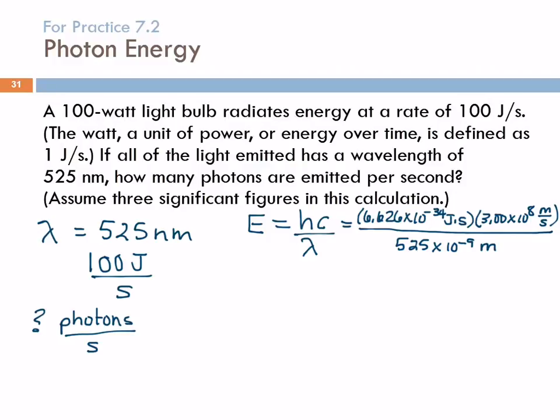Well, let's look at what happens with our units here. So the meters cancel, and the seconds cancel, and I'm left with joules. Okay. So let's do the calculation. 6.626 times 10 to the minus 34 times 3 times 10 to the 8th divided by 525 times 10 to the minus 9. So I'm getting 3.7863 times 10 to the minus 19 joules.